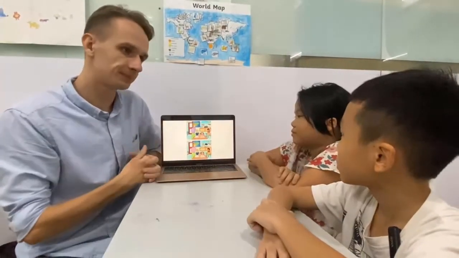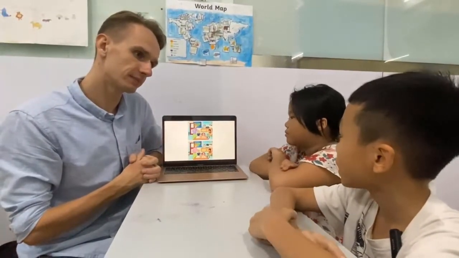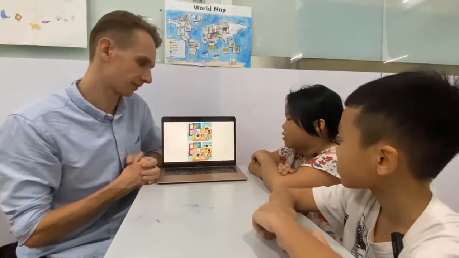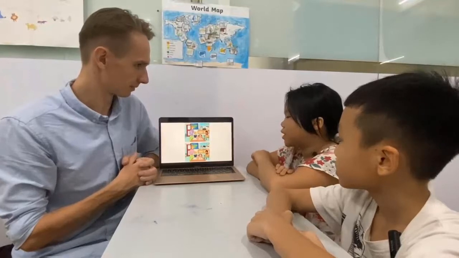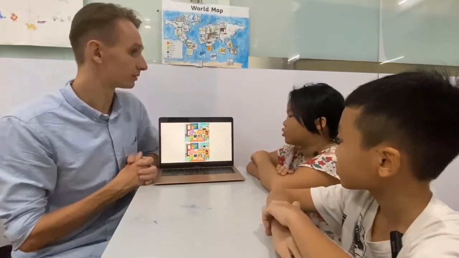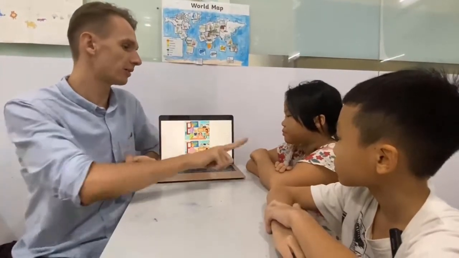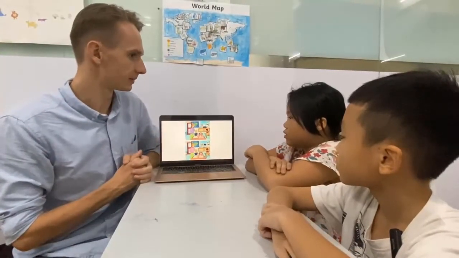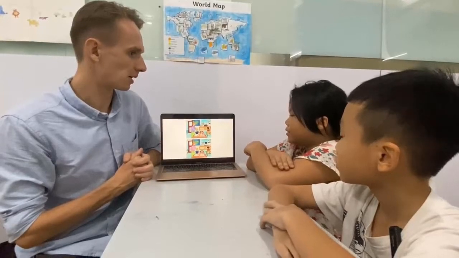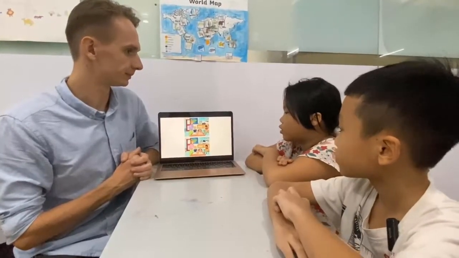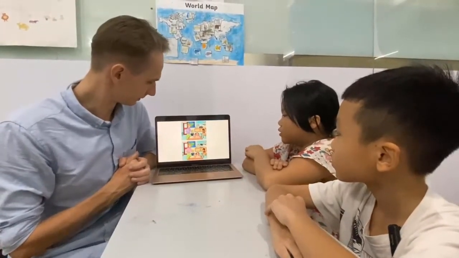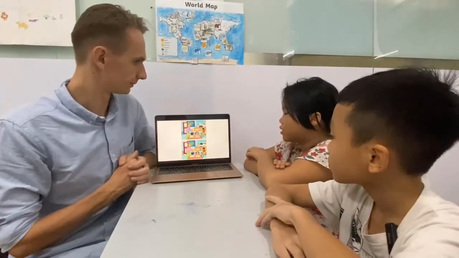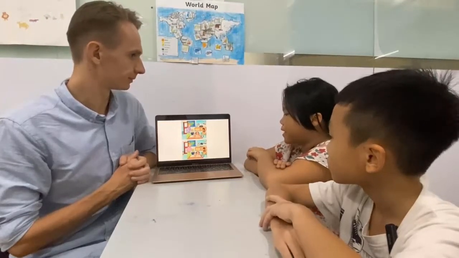Picture 1. In the picture 1, there is one bag. But in the picture 2, there are two bags. Alright, now two differences for you. Picture 1, picture 2. In picture 1, there is a bus. But in picture 2, there is a plane.